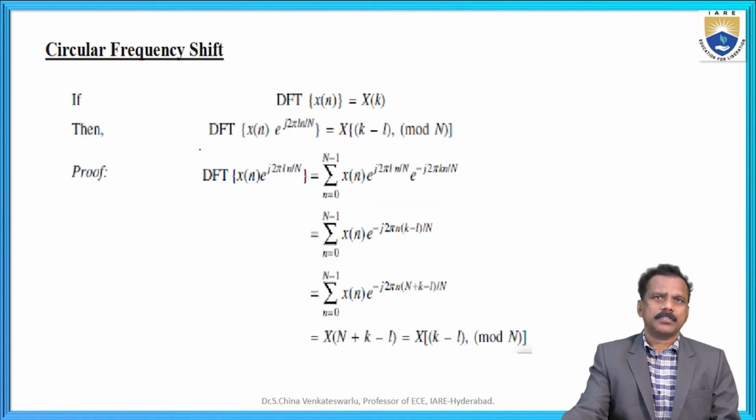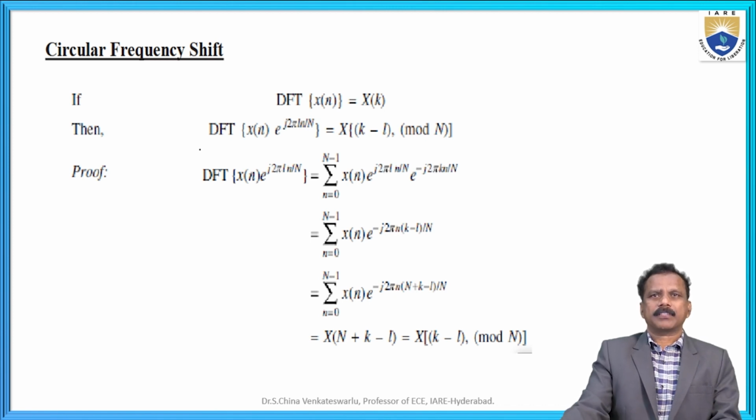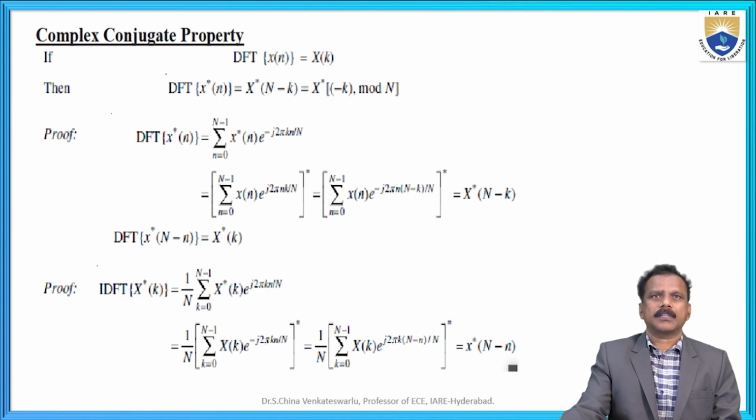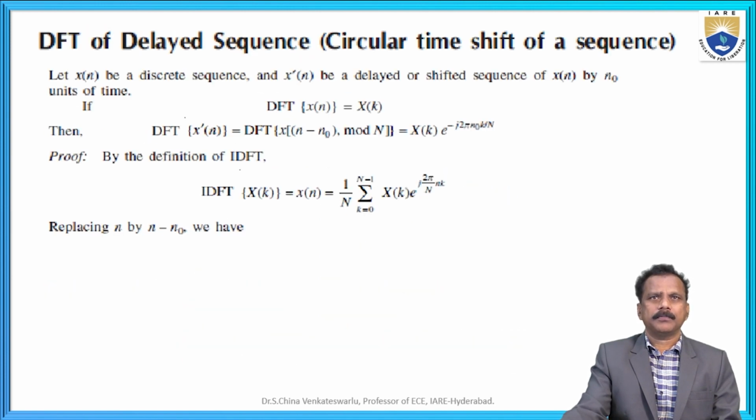Next, circular frequency shift. If the DFT of x(n) is equal to X(k), then the DFT of x(n) times the twiddle factor is also equal to X((k - l) mod N). So verify the proof according to this DFT. With this, go on substituting all the twiddle factors. It is mentioned as the complex conjugate.